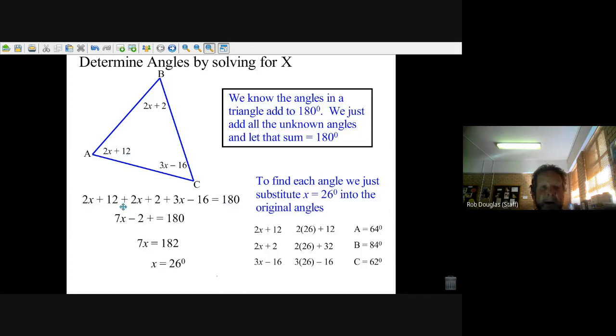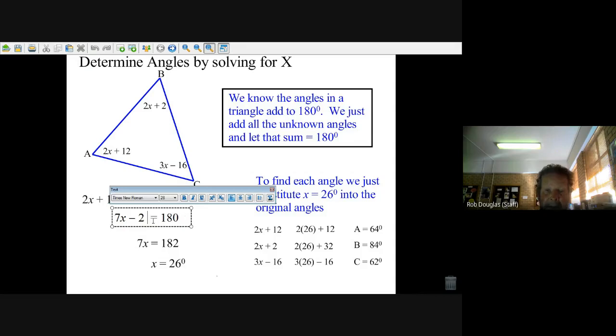We go 2x plus 12 plus 2x plus 2 plus 3x minus 16. Those three angles must equal 180. So there's our first equation. It looks kind of scary, but it's not so bad, because you see 2x and 2x and 3x, you can just add them together. They're called like terms. There's 7x there. And then you work out 12 plus 2 is 14, and 14 minus 16 is minus 2. On your calculator, you can sort of get that.